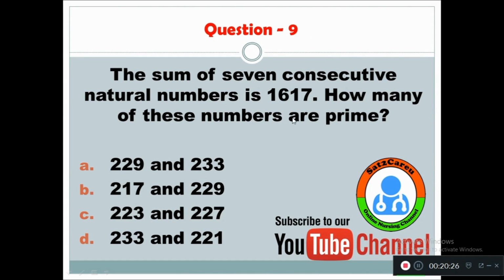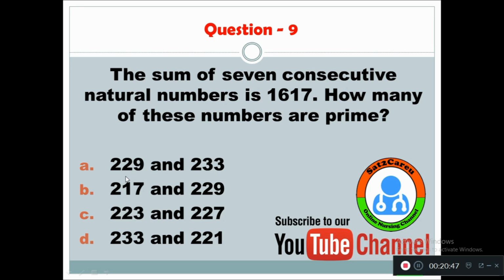The sum of 7 consecutive natural numbers, it's not odd or even, it's just natural numbers, is 1,617, or we can say 1617. How many of these numbers are prime? You know what a prime number is, which cannot be divided by anything, an indivisible number.